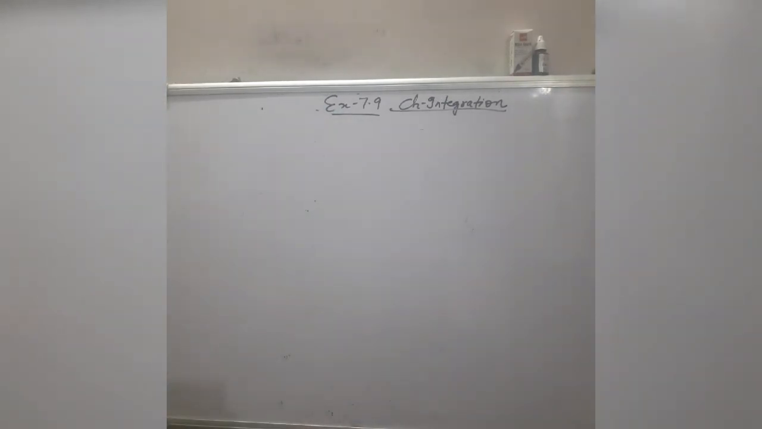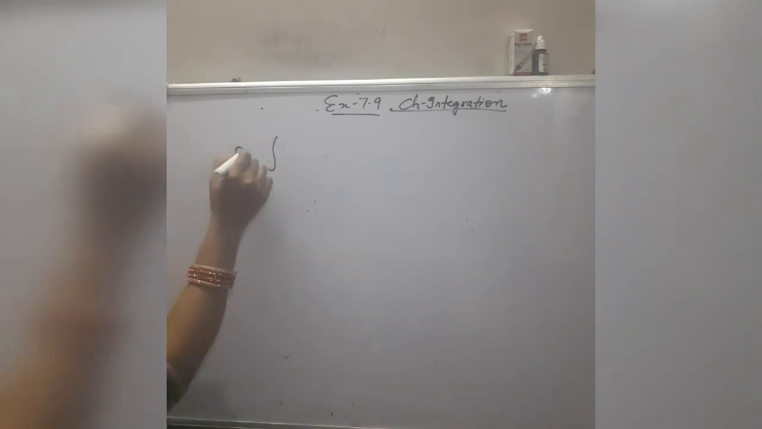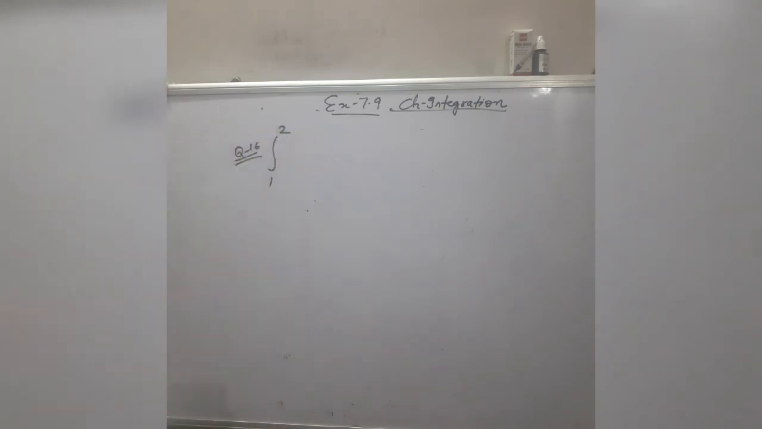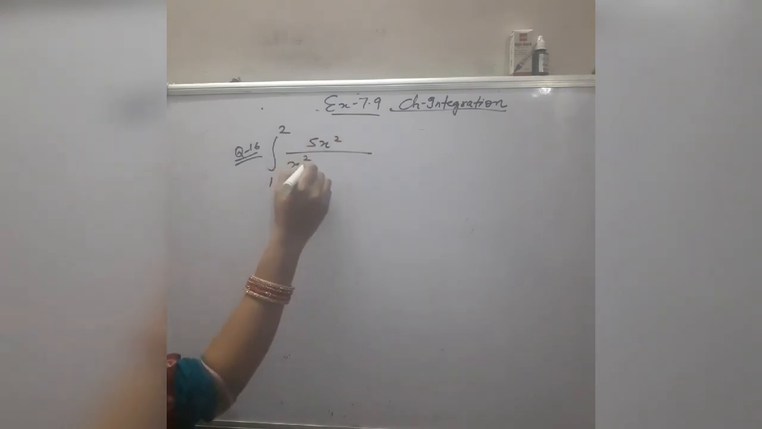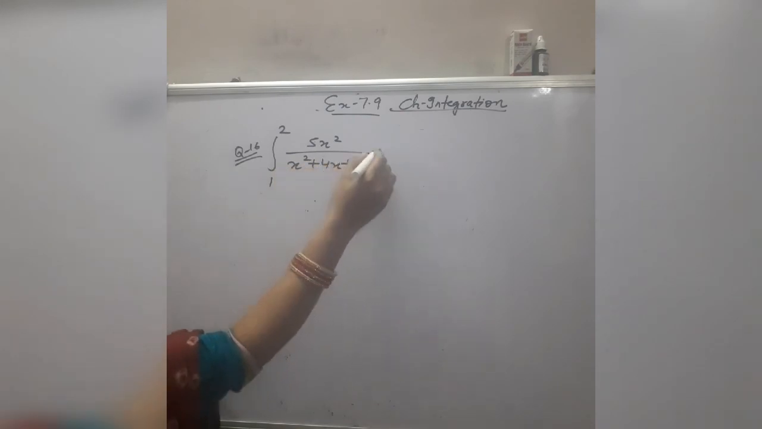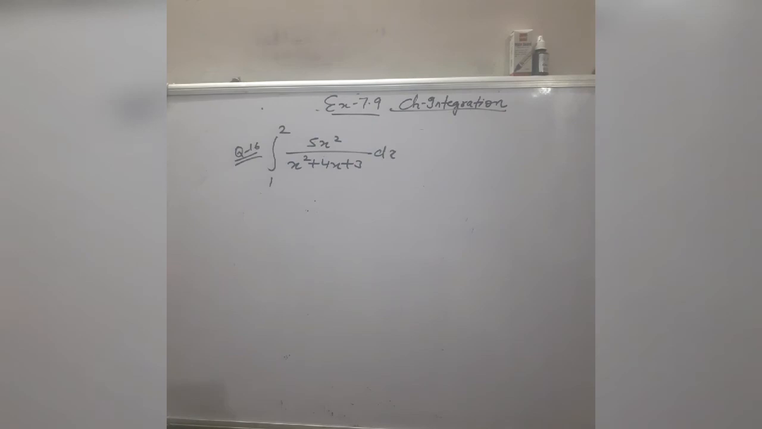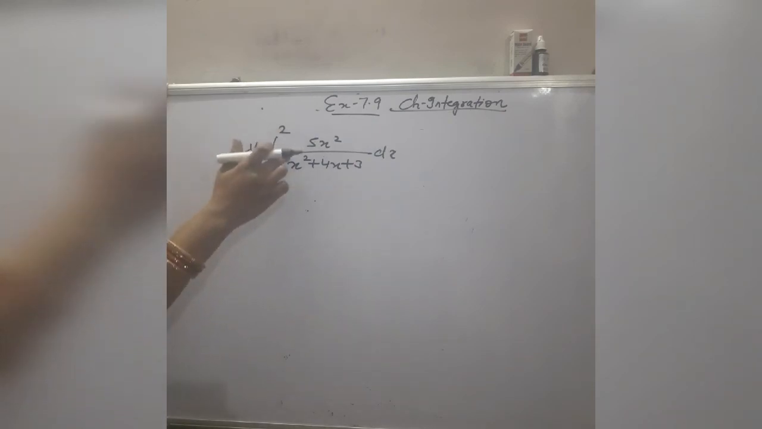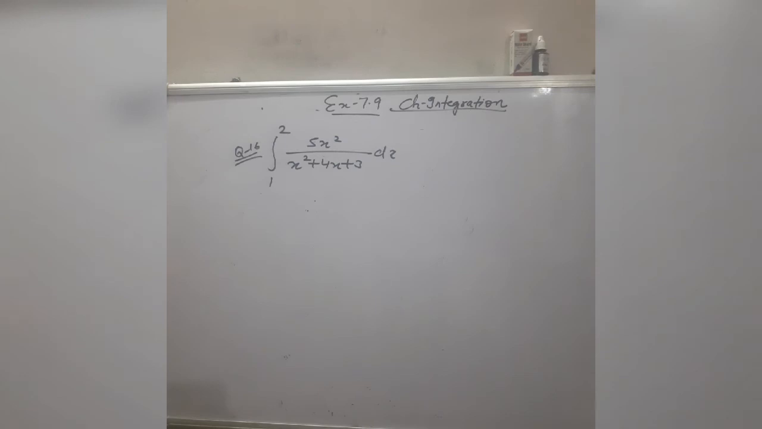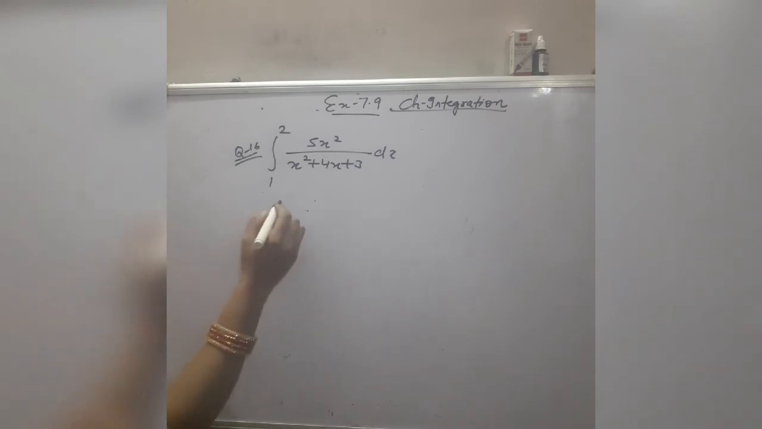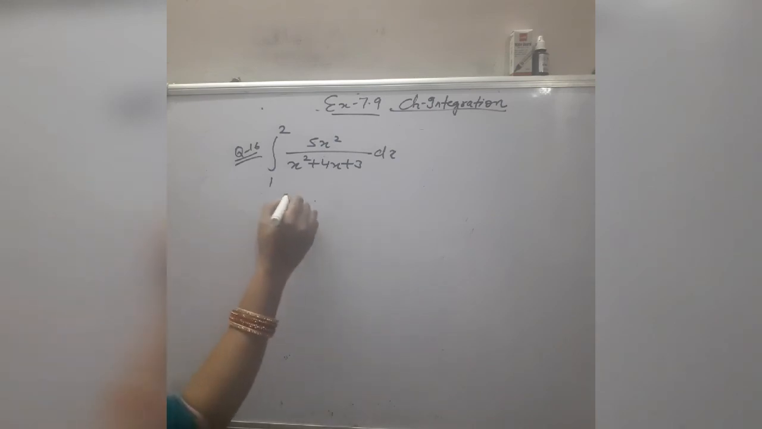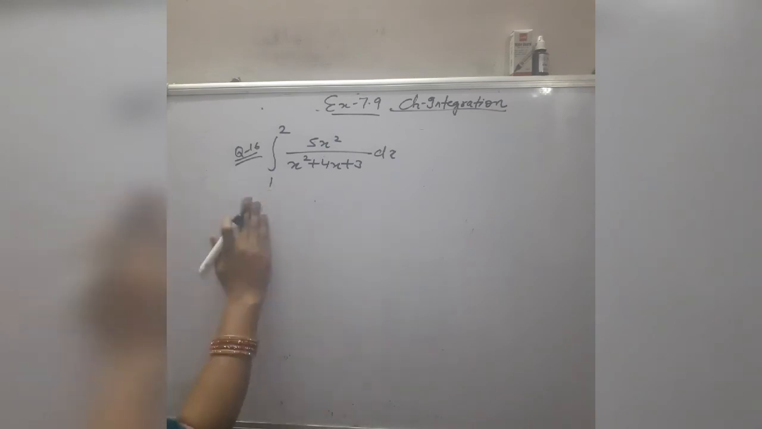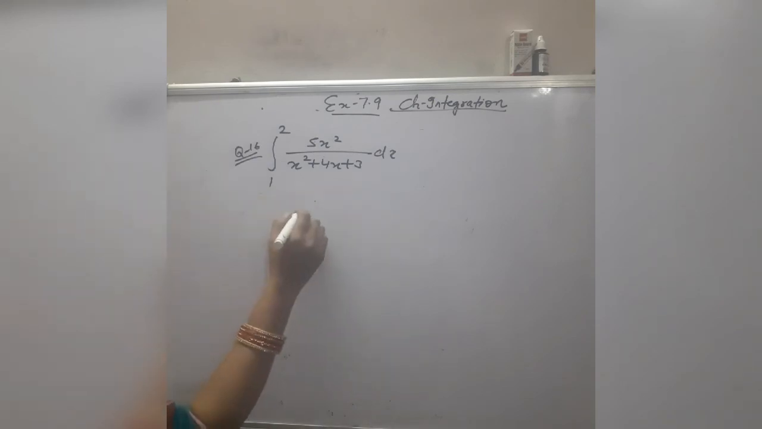In question number 16, the statement is to find the integration with limits from 1 to 2 of 5x square divided by x square plus 4x plus 3. If you see in this sum, the degree of numerator and denominator is the same. So in this case you will first divide 5x square by x square plus 4x plus 3. After dividing, I am writing the direct answer, you will divide it yourself because I have already explained this method in the previous exercise.